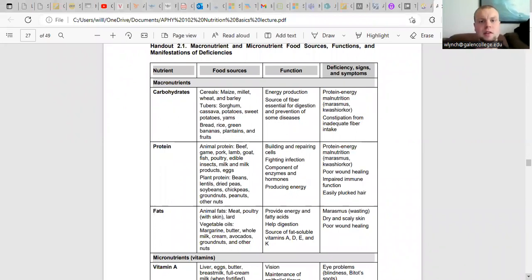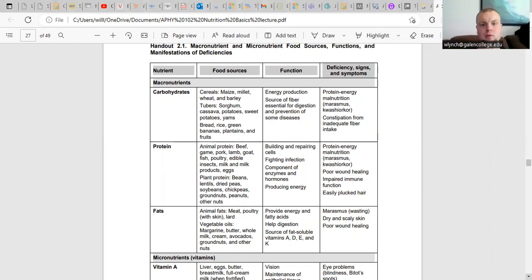Carbohydrates are going to be found in things like wheat, barley, cereals, breads, rices, bananas, things like that. Mainly, this is a source of energy, and the energy is eventually found in the form of glucose. So our functionality is to get energy out of this. If we are going to find deficiencies, we're going to see protein energy malnutrition, right? And something like marasmus and Kwashiorkor syndromes. Also, we can have constipation from inadequate fiber intake if we are not taking in insoluble and soluble fiber.